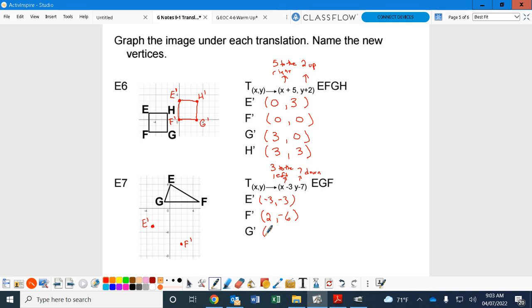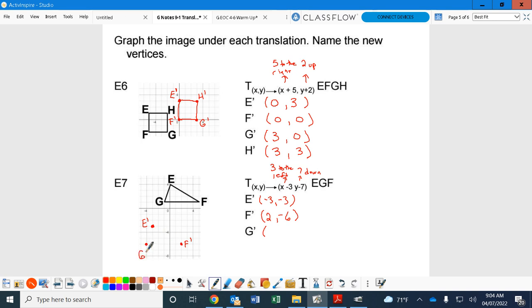You always go left or right first, then up or down. Okay, last one, guys. G. G has got to go 3 to the left. 1, 2, 3. And go down 7. 1, 2, 3, 4, 5, 6, 7.